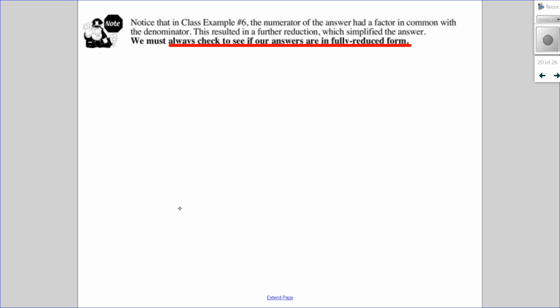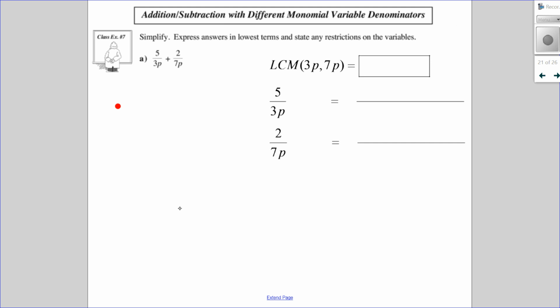Okay, so always, there's a note here, always make sure that your answer is in lowest terms. And that's the reason that we factor, just to see if we have any common factors that we can remove. Okay, let's try this one here.